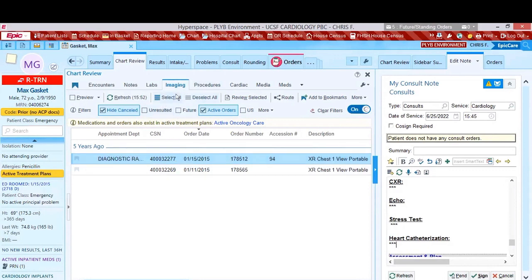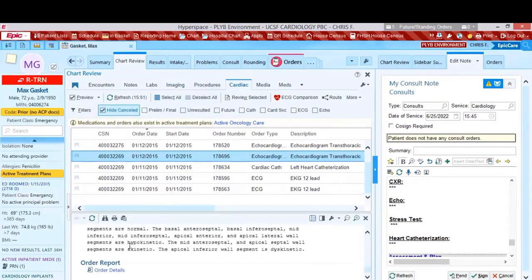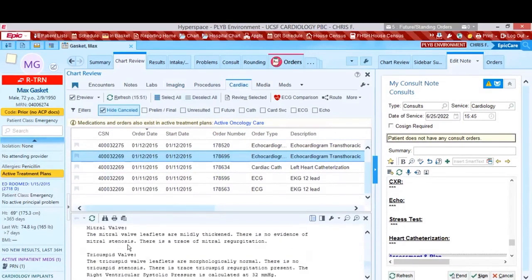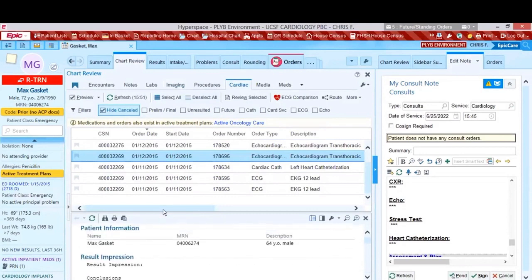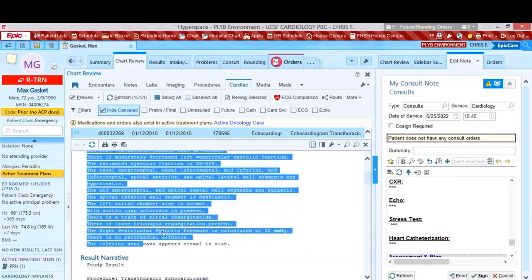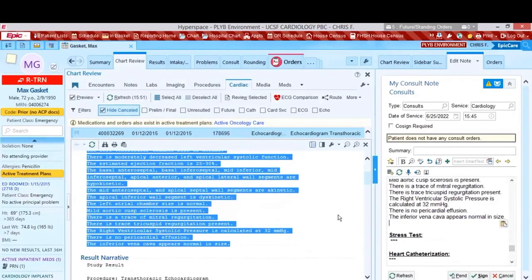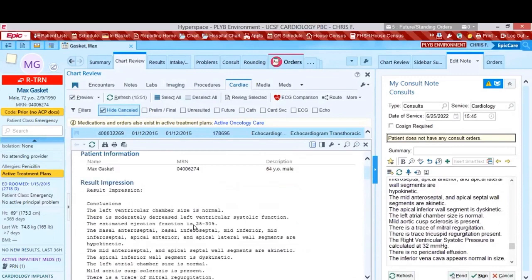We do have the, I believe we saw the echo. So let's see, this is the echo, for example. At least you get the impression part, which I think was at the top. So you basically take the conclusions. So this one is easy, you just basically copy and paste. Pretty simple.